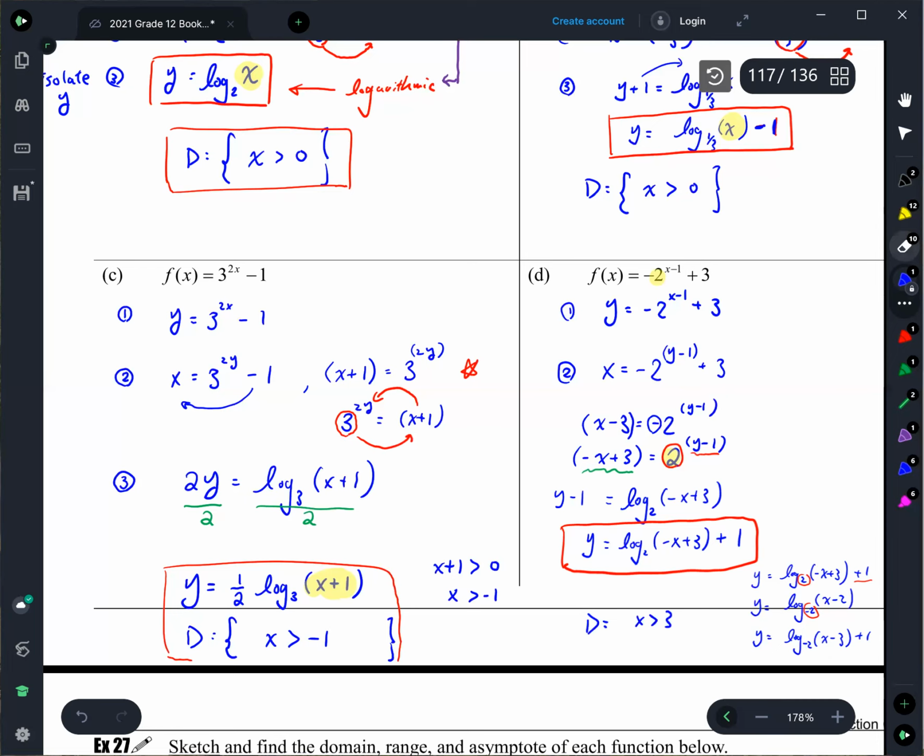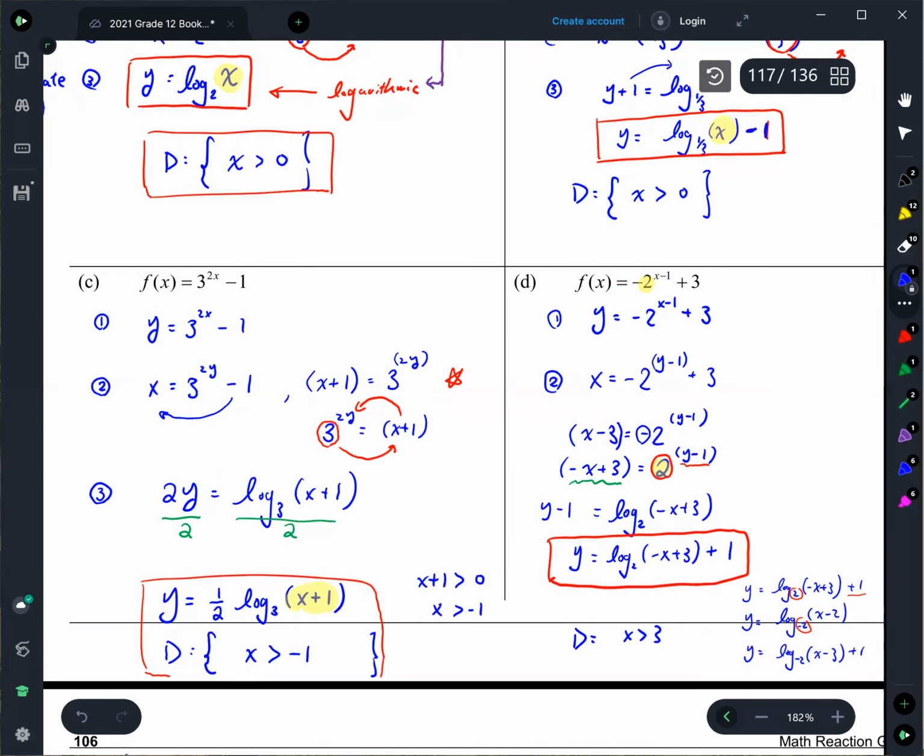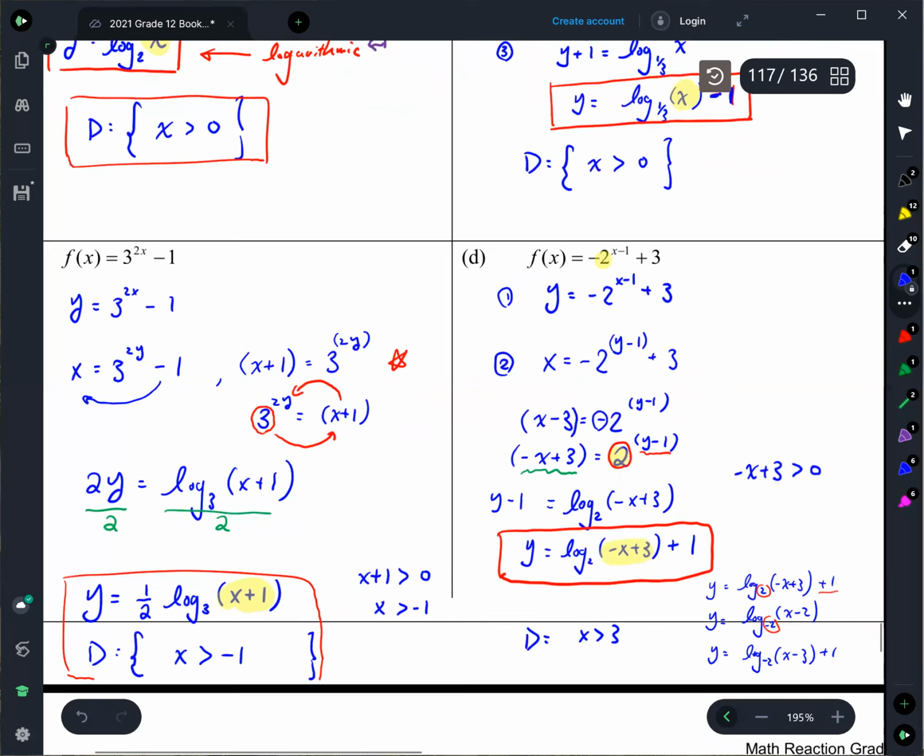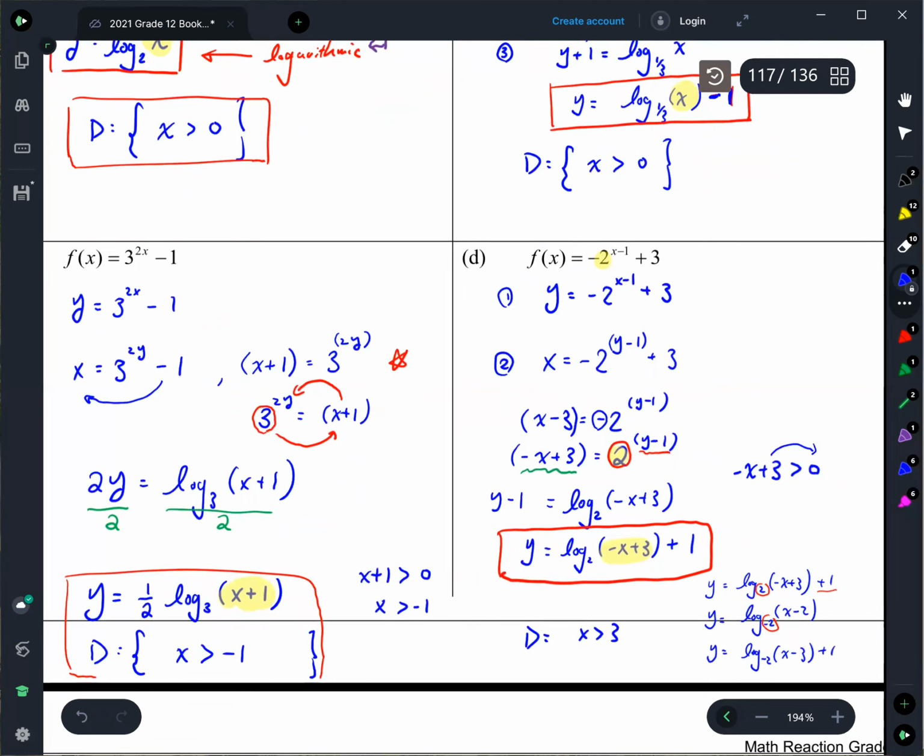Okay, so let's see if it's correct. We need to look at the inside. Inside is this thing, so inside must be greater than 0. Susan, how do we isolate x from there? You move 3 to the other side, so negative x greater than negative 3. Then divide by negative 1 on both sides. So it will become x and 3.